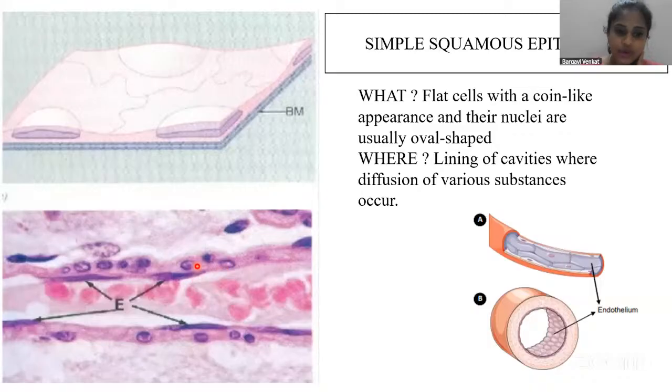So when diffusion has to happen through an area, most of the cavities are lined by simple squamous epithelium. For example, endothelium. This is your blood vessel, cut open to explain. This area is made up of simple squamous epithelium because diffusion of oxygen and other particles is going to take place through this area. So for the easy passage of material, these are made up of simple squamous epithelium.